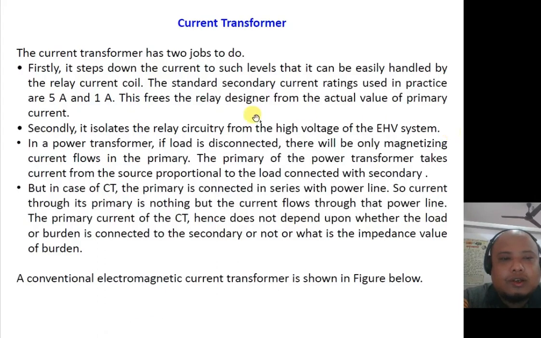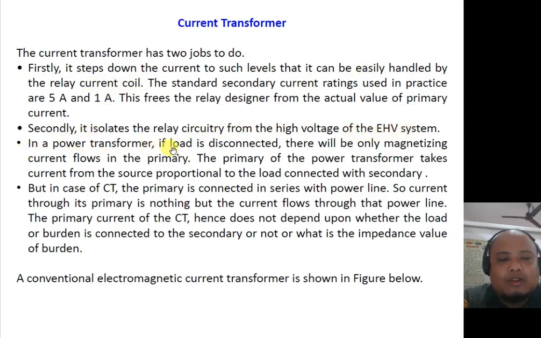So CT, two things mainly. First, it steps down the current so that it can be easily handled by the relay current coil. Secondly, it isolates the relay circuitry from the high level voltage of the ESP system.